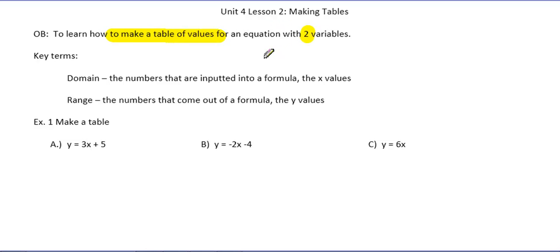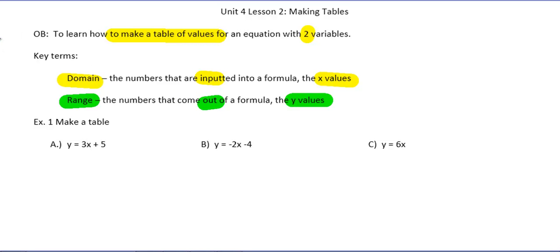Our objective for today is to learn how to make a table of values when an equation has two variables. Okay? The two variables will be referred to a whole bunch of different ways. For example, we'll refer to them as x and y values most commonly when we go to plot them. But we'll also refer to them as inputs or a domain or a range and output. So input, output, x, y, domain, range. These are all different terms that we use for the same thing.